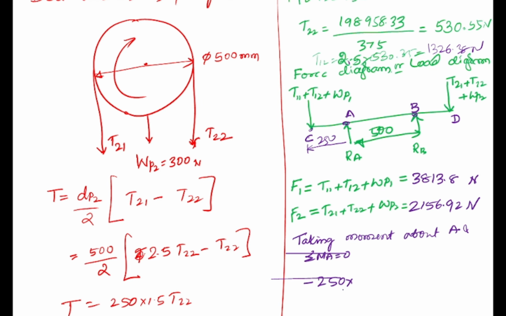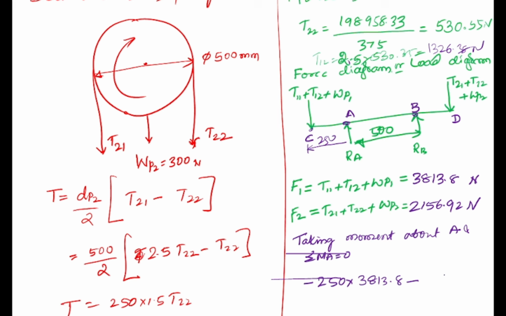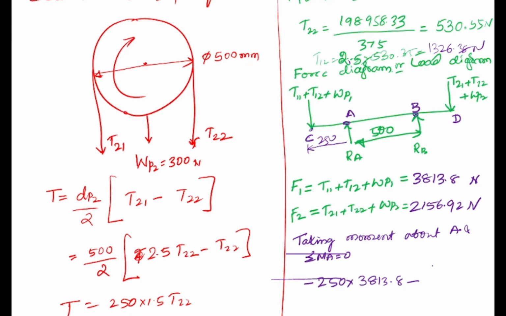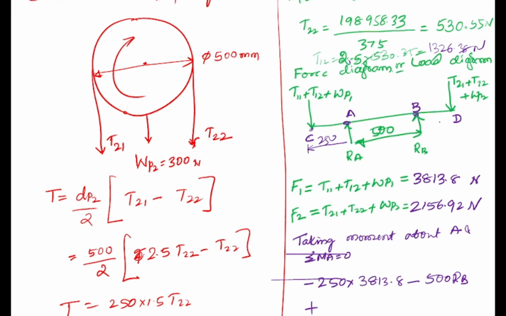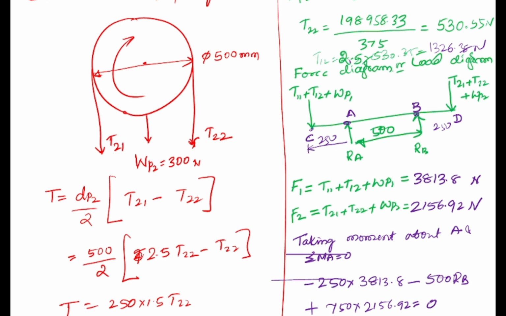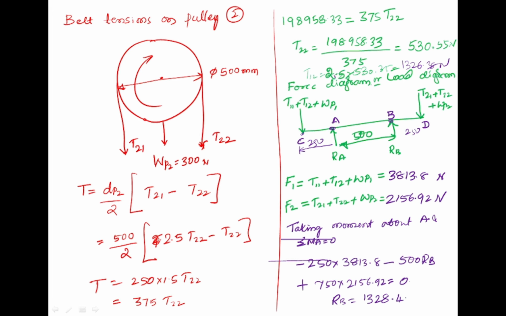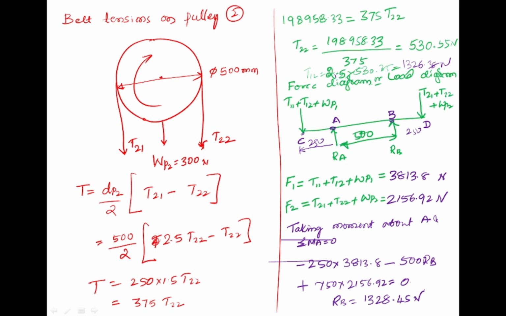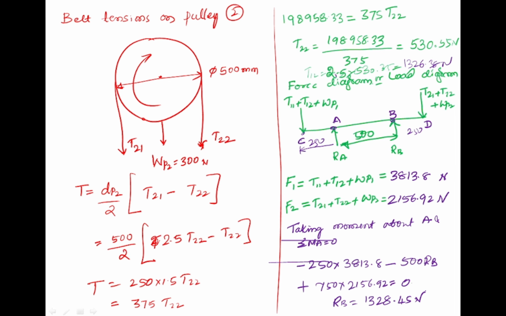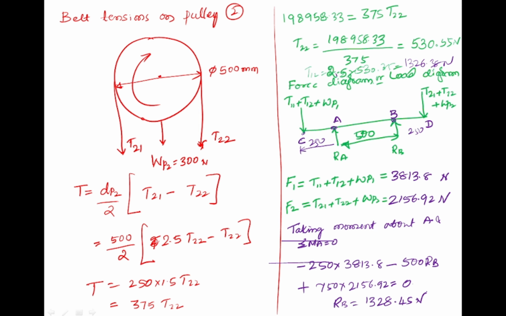Minus 250 into 3813.9, minus 500 RB plus 750 into 2156.92 equal to 0. So now we calculate RB. 1328 point. Okay. Noted.